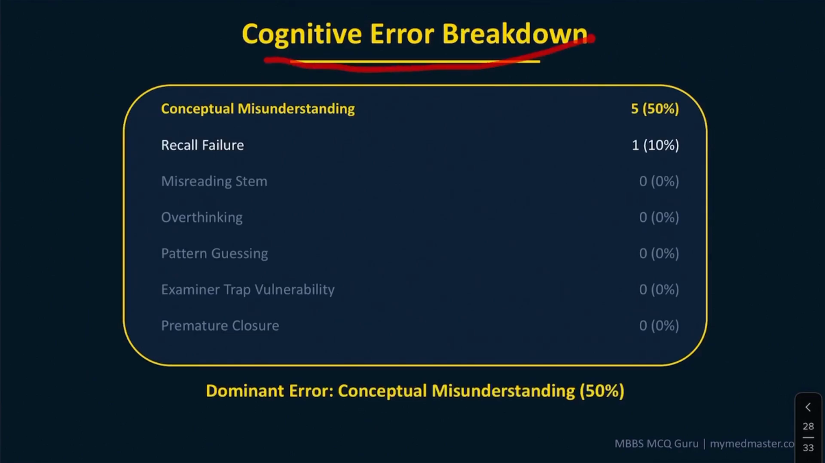Now, the cognitive error breakdown, which is the most interesting part of this analysis. You will see different cognitive errors and their percentage in your output. In these 10 MCQs output, 5 MCQs got wrong because of conceptual misunderstanding, so 50%. One MCQ got wrong because of recall failure, and there are other cognitive errors. So this is how you will understand different types of errors you committed while answering the questions, and it will suggest which is the dominant kind of error in this session.